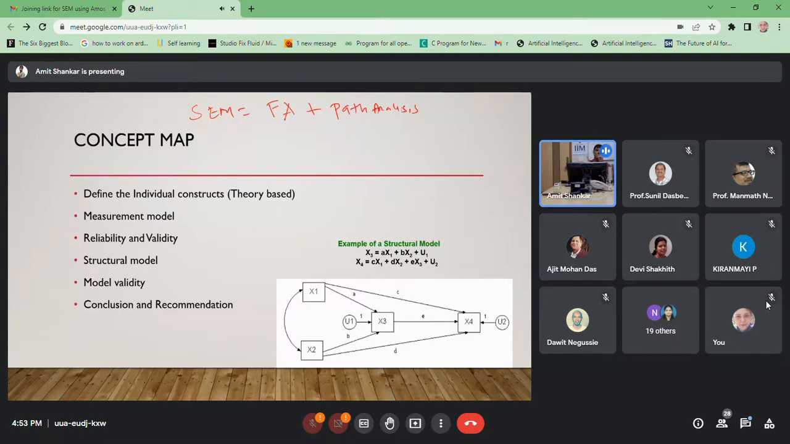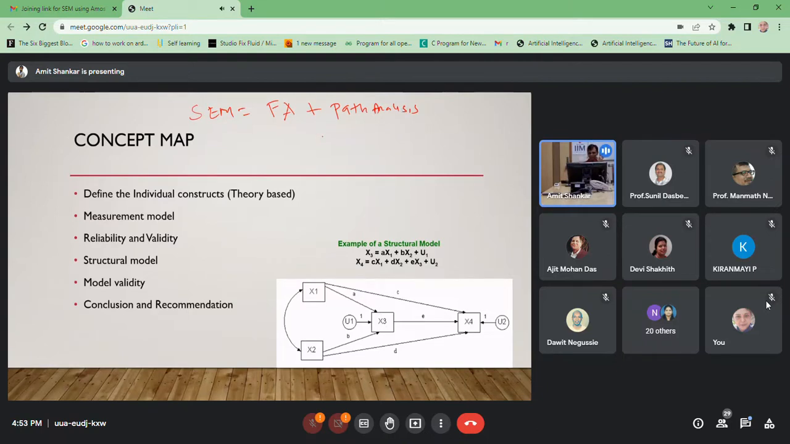If you want to use structural equation modeling in your research, first you have to define your constructs. What will be the constructs of the model? You have to define them from literature review or from an exploratory study, whatever you want to do. So first you have to define the constructs in your model. What will be my constructs, right?